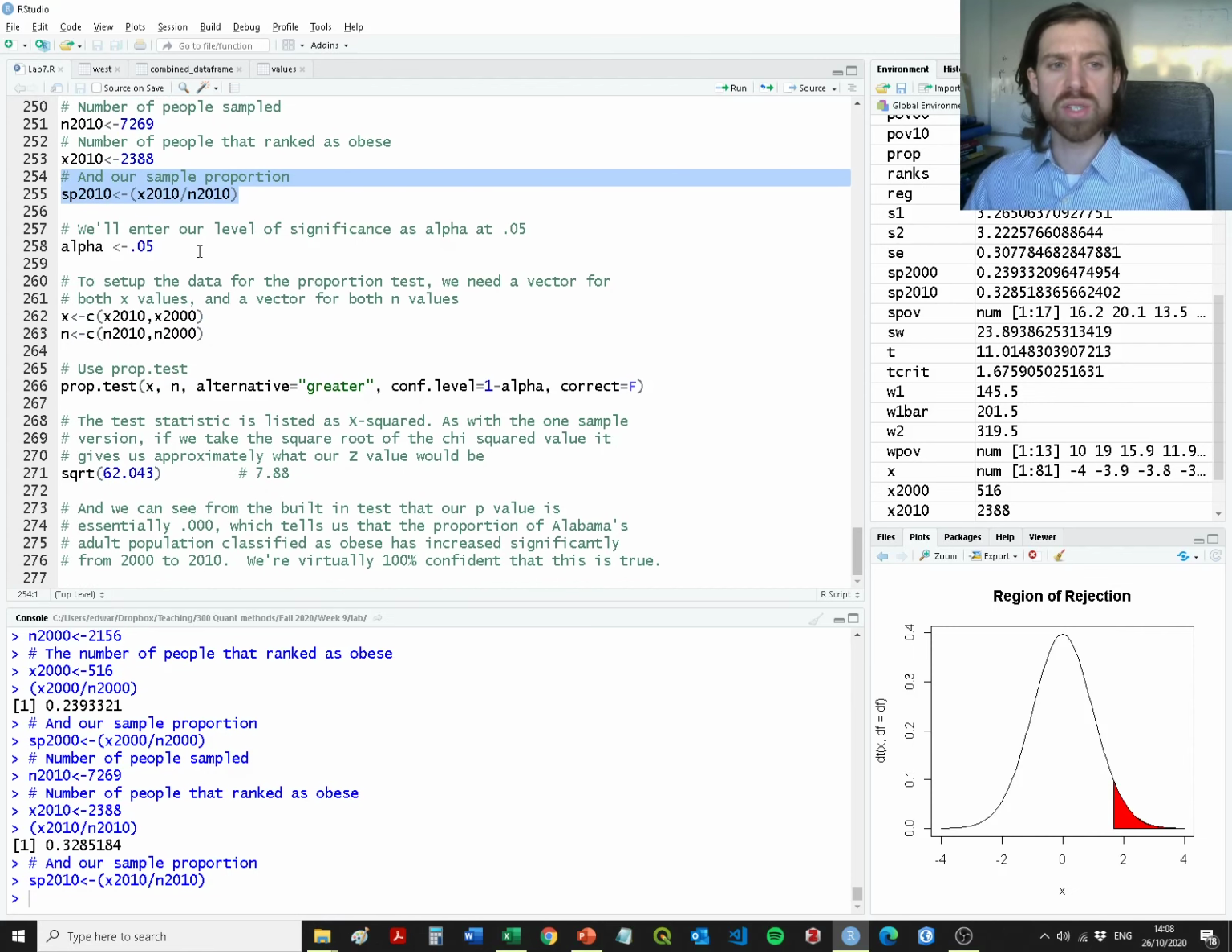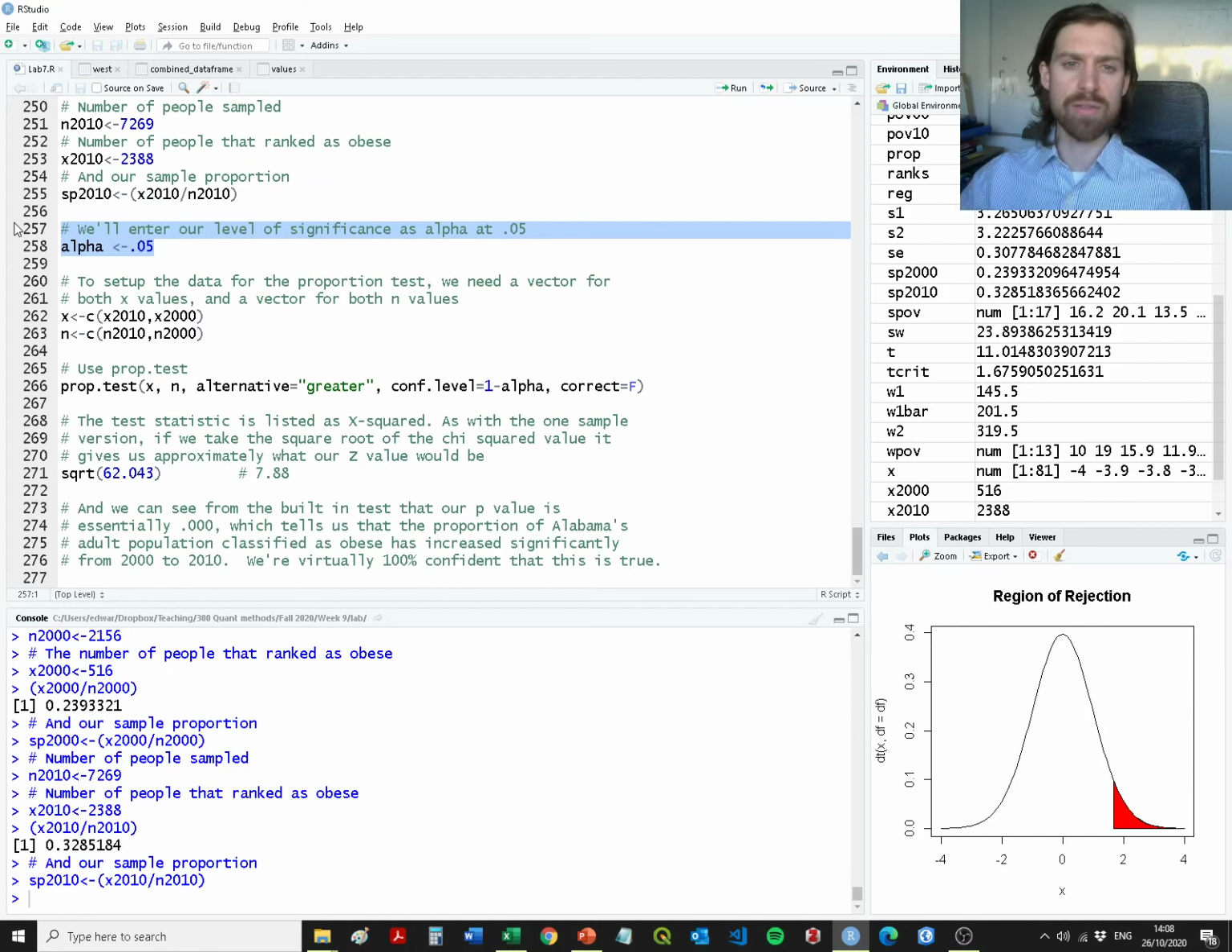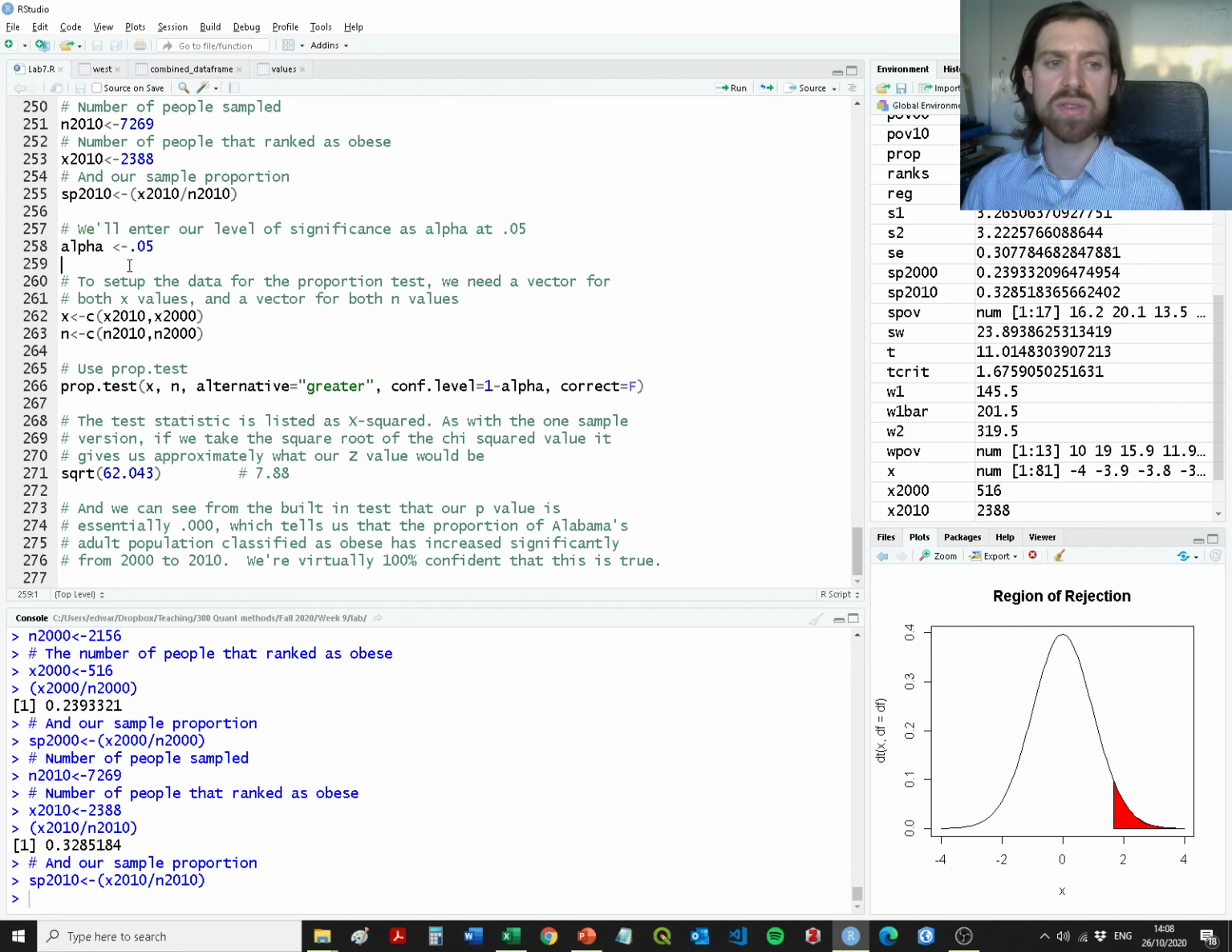So we need to now define our significance levels. We want to be 95% confident that the results don't occur just by chance. So we want an alpha level of 0.05. So we would expect the p-value to be lower than this in order for us to reject the null hypothesis.